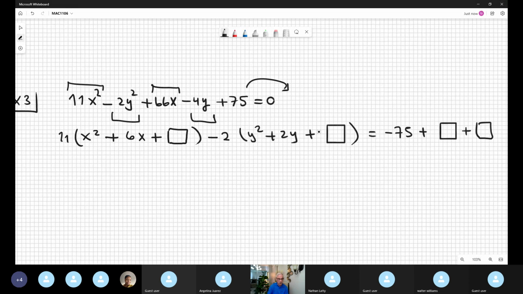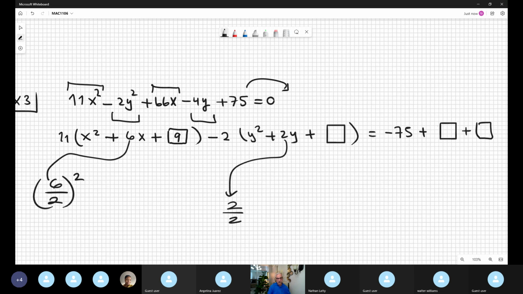Now remember the same rule, the magic number. You take b, which is 6, divided by 2 and squared. 6 divided by 2 is 3, and 3 squared is 9. This is 9. You take that number b, which is 2, divided by 2 and squared. 2 divided by 2 is 1, and the square is 1. Bam, it is 1 here. 1 and 9.